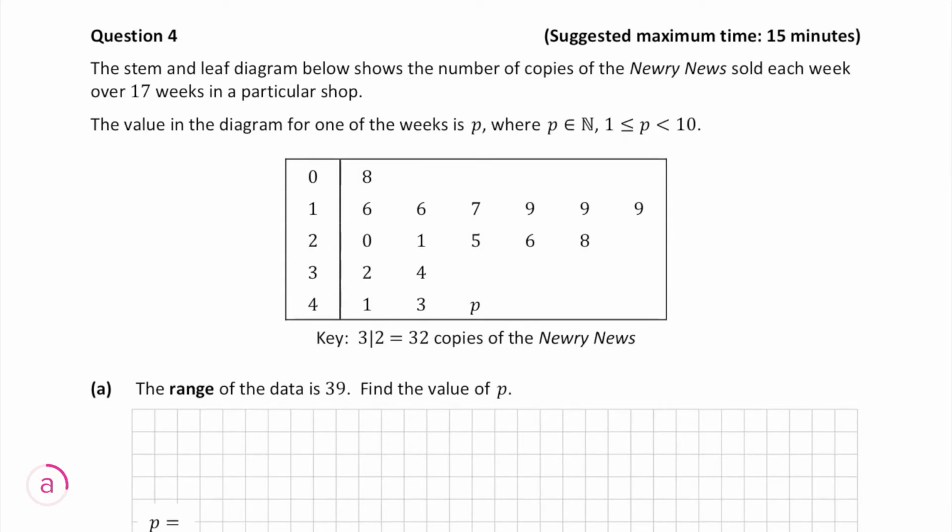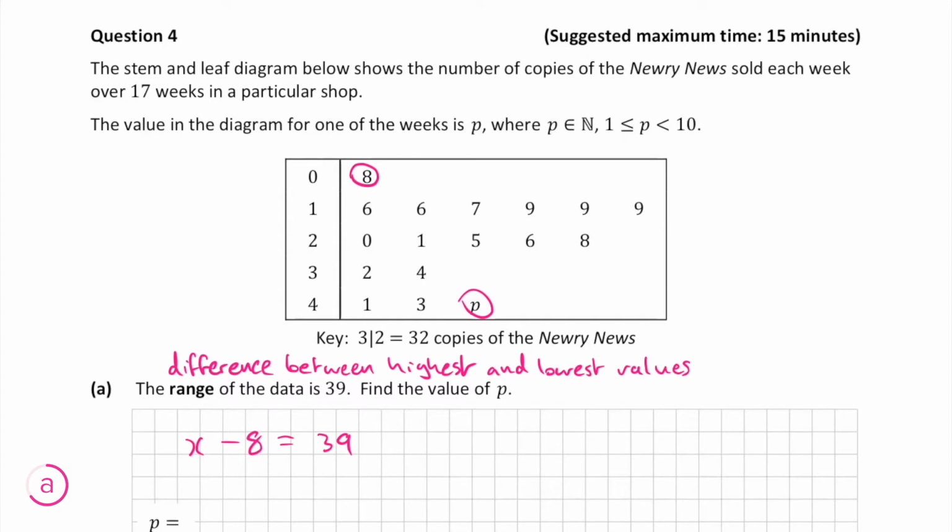In part A, we're told that the range of this data is 39 and asked to find the value of P. Just to be clear, the range of data is a difference between the highest and the lowest values. Looking at our stem and leaf plot, we can see that the lowest value is 8 and the highest value is 40 something. Since we don't know this value, we're going to call it x.